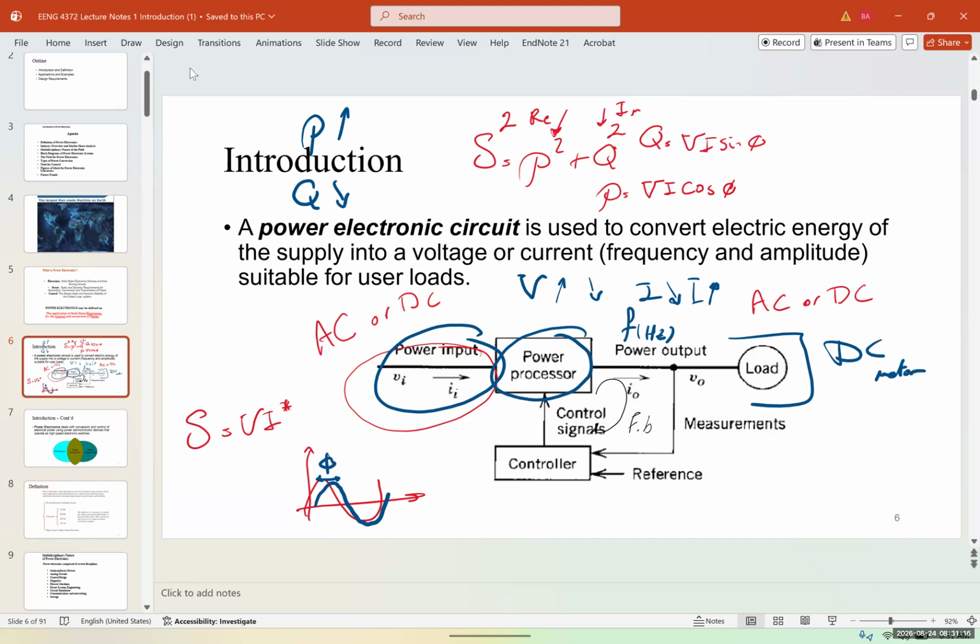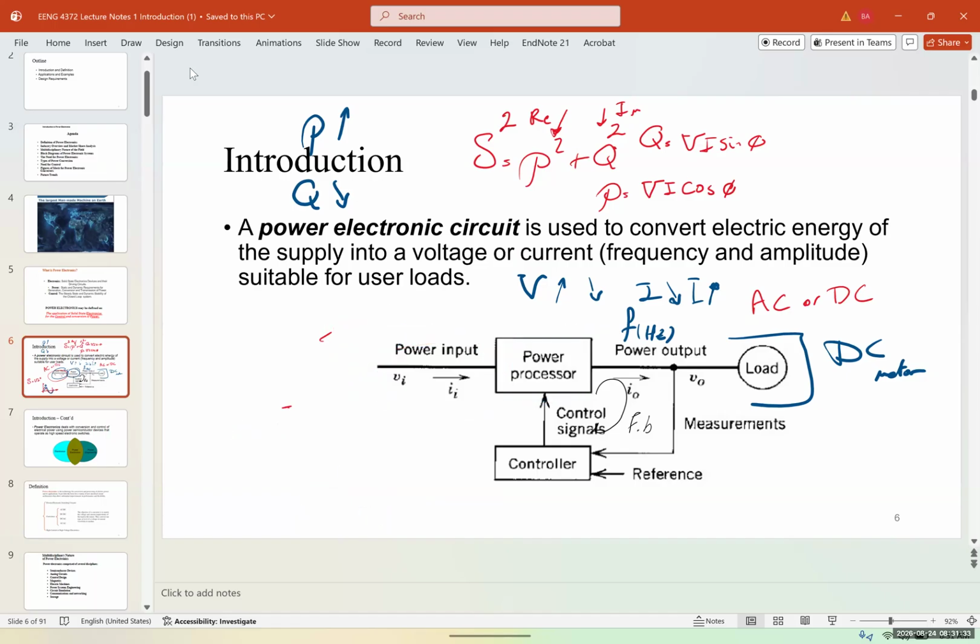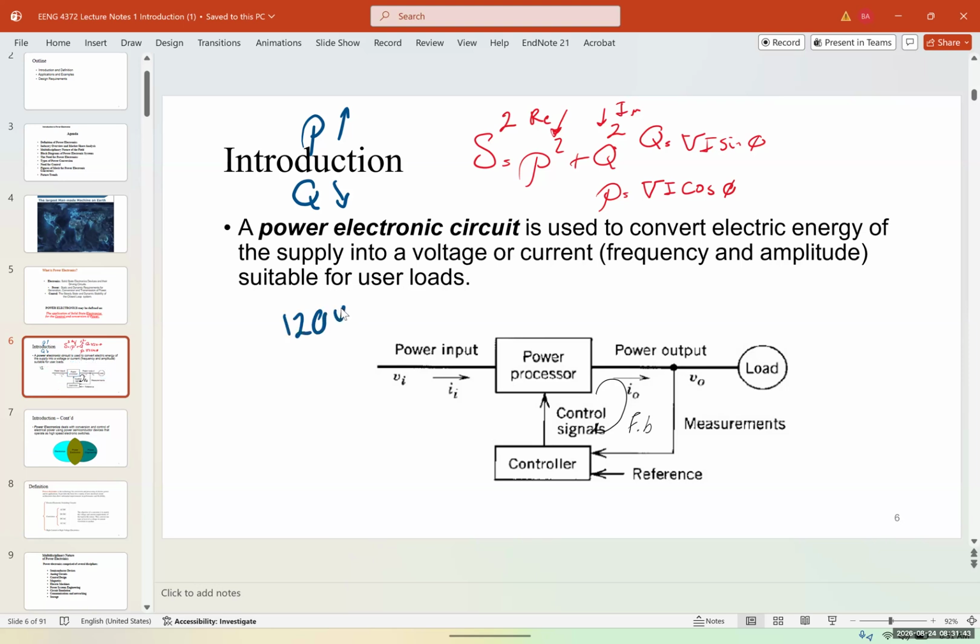So what should we do? We have to convert the AC to DC. First thing that we have to do, we have to match their voltage. This is just an example and just a reminder as well. Let's do a realistic example. Imagine our input power is a single phase outlet at 120 volts, 60 hertz is our input.